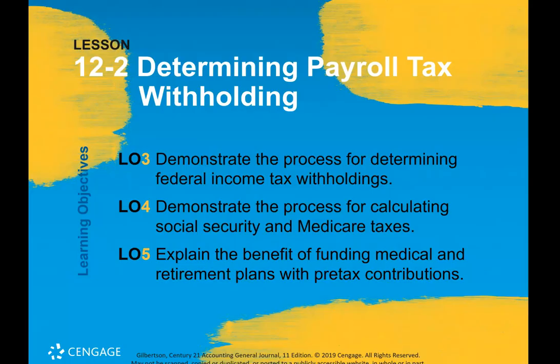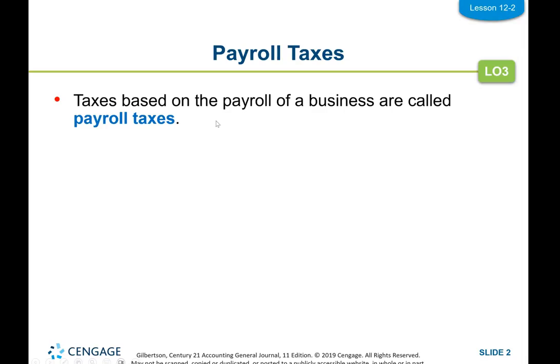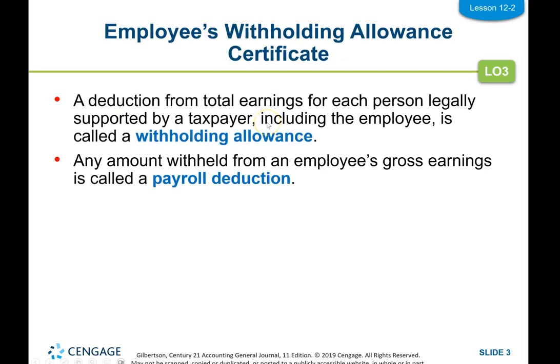Now, if you are self-employed, you have to do that collection yourself. So you have to track how much you've earned and then pay those federal tax withholdings and Medicare and Social Security for yourself. So that's what we're going to be looking at in section 2. So taxes based on the payroll of a business are called payroll taxes.